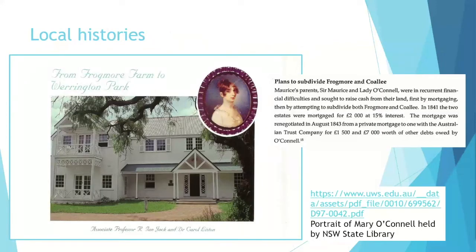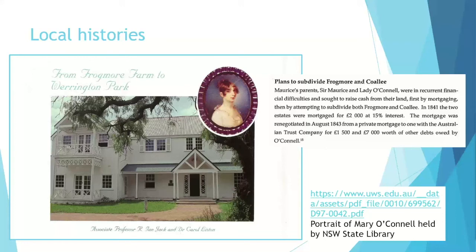And finally, we often don't look in the obvious places. But on the web, I found this lovely history called From Frogmore Farm to Werrington Park. It's actually a publication on the history of the University of Western Sydney site by Dr. Carol Liston and the late Professor Ian Jack, two of our favourite customers. And we often don't think to maybe try the local studies section of the public library, other local publications in your area, or even the local historical society to give some context to the land.